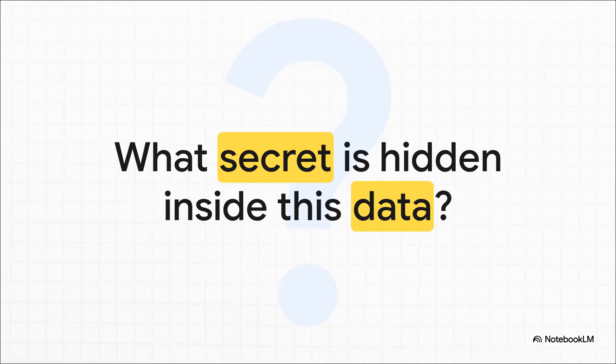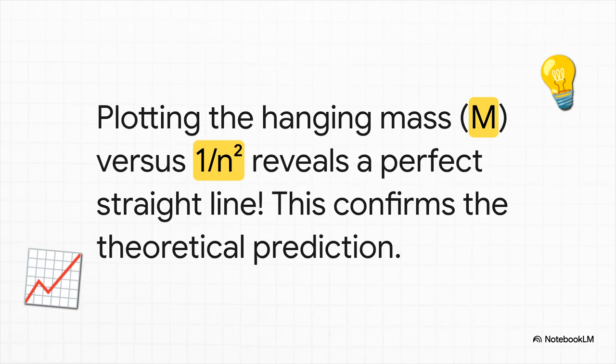How do we take this jumble of numbers and turn it into something that makes sense, something that proves our theory? Well, it turns out there's a really simple, really elegant pattern hiding in there, but you have to know how to look for it. And here it is. This is the big aha moment.